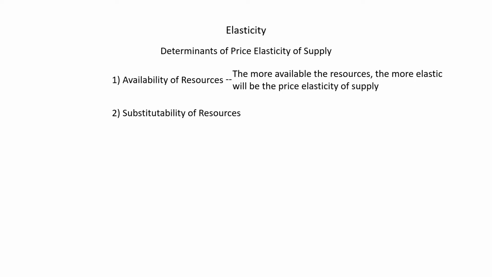The second determinant of price elasticity of supply would be the substitutability of resources. It stands to reason that if resources are substitutable, labor can be used to replace capital, wood can be used in place of plastic, nylon can be used in place of cotton. The more available the resources will be. And of course, the more available the resources, the more elastic will be the price elasticity of supply. Therefore, we can conclude that the more substitutable the resources, the more elastic the supply will be with respect to price.